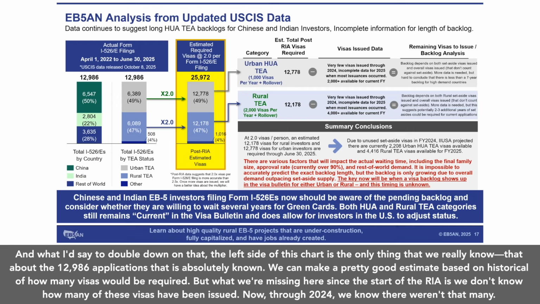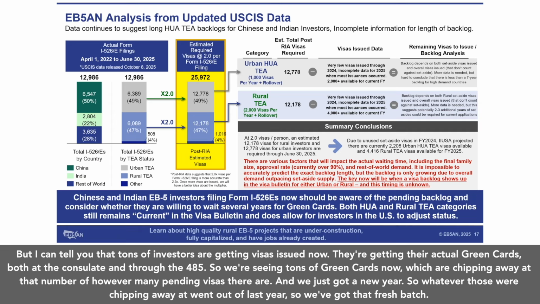About the 12,986 applications, that is absolutely known. We can make a pretty good estimate based on historical data of how many visas would be required, but what we're missing is, since the start of the RIA, how many of these visas have been issued. Through 2024, we know there weren't that many, but tons of investors are getting visas issued now. They're getting their actual green cards, both at the consulate and through the 485. So we're seeing tons of green cards now, which are chipping away at however many pending visas there are. And we just got a new year, so whatever those were chipping away at went out of last year. We've got that fresh batch.